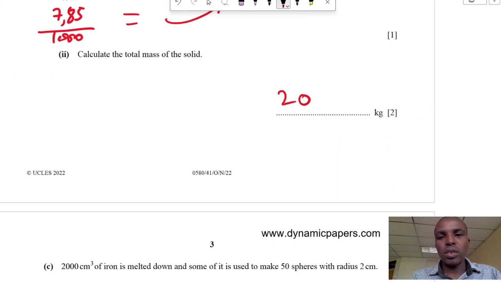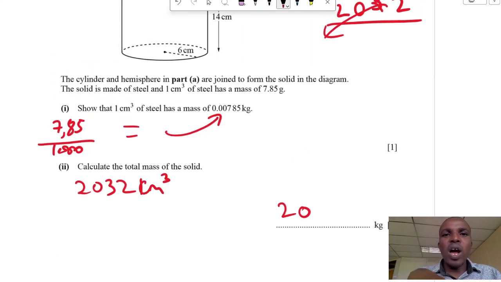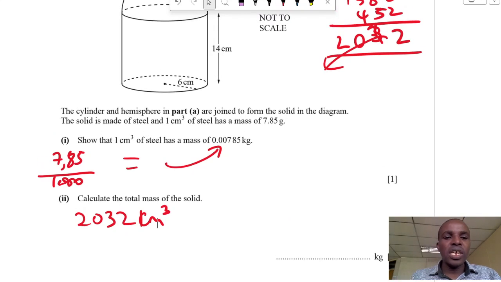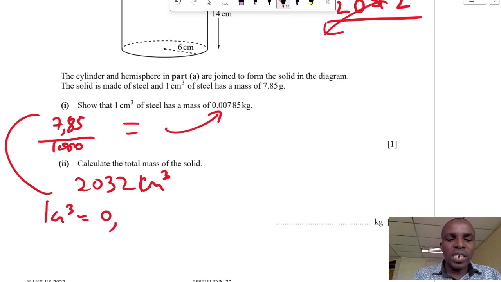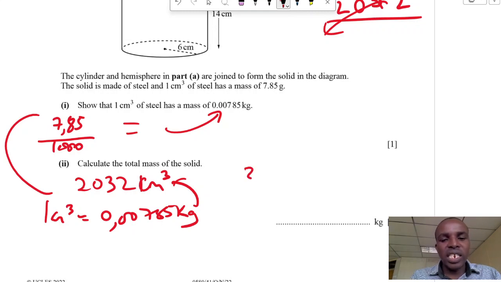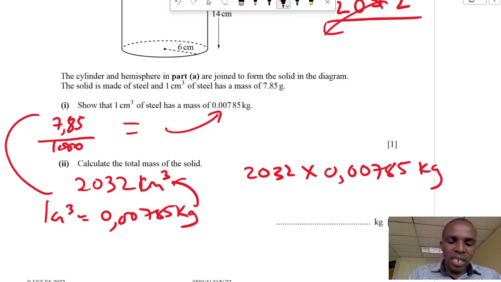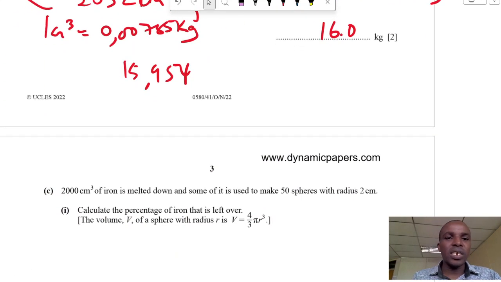The volume is in cubic centimeters, but our question is asking about the mass in kgs. So the volume is 2032 cubic centimeters, but we are given that 1 cubic centimeter is 0.00785 kg. So you multiply 2032 times 0.00785 kgs, and then you get your answer. You get 15.954, so it's 16.0 to 3 significant figures.